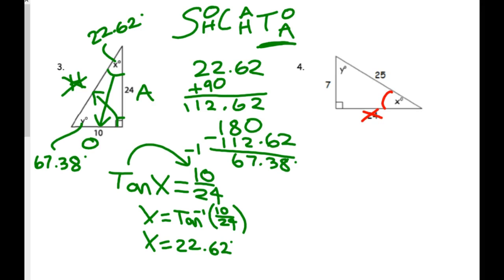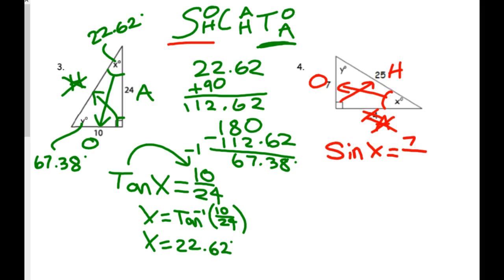Well, anyways, now if that's what I choose, which is fine, because it doesn't matter, I would label O, H, and A. And the A I just crossed out, so don't worry about A. So I have to use OH, which is SOH. Sine of x equals O over H. How do I get rid of the sine? How do I take away sine?